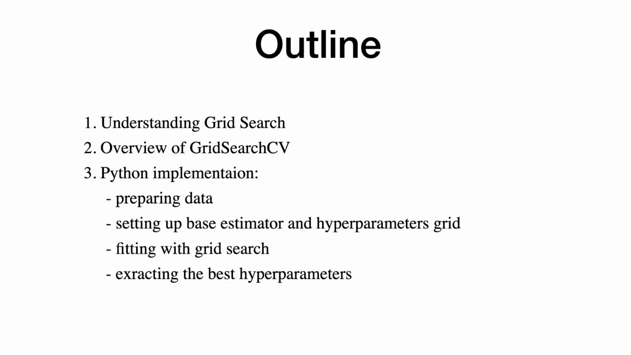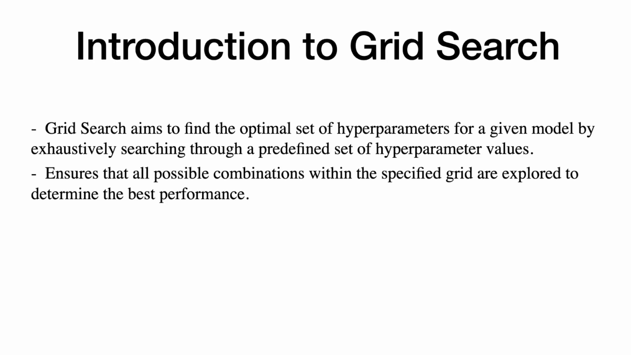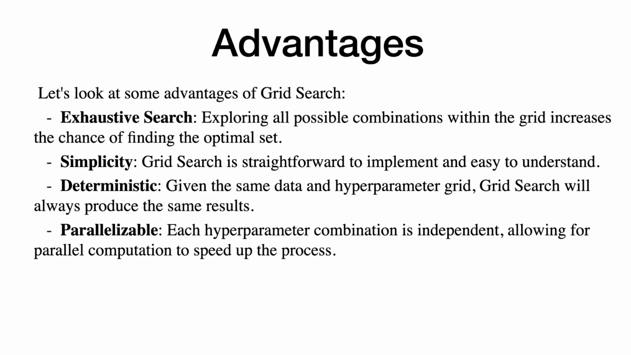the best hyperparameters. The main purpose of grid search is to find the optimal set of hyperparameters for a given model by exhaustively searching through a predefined set of hyperparameter values. It ensures that all possible combinations within the specified grid are explored to determine the best performance.